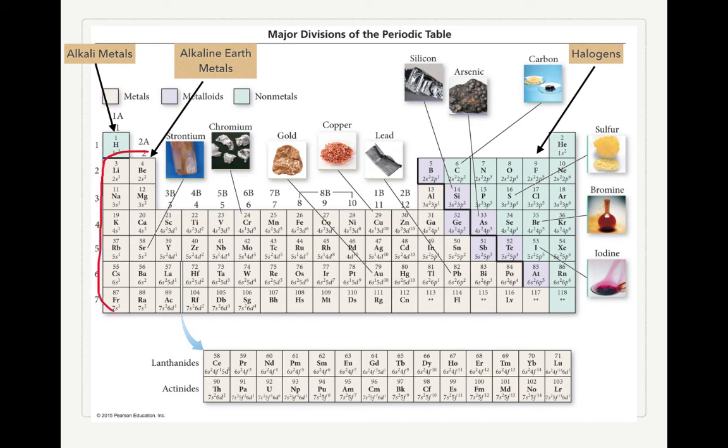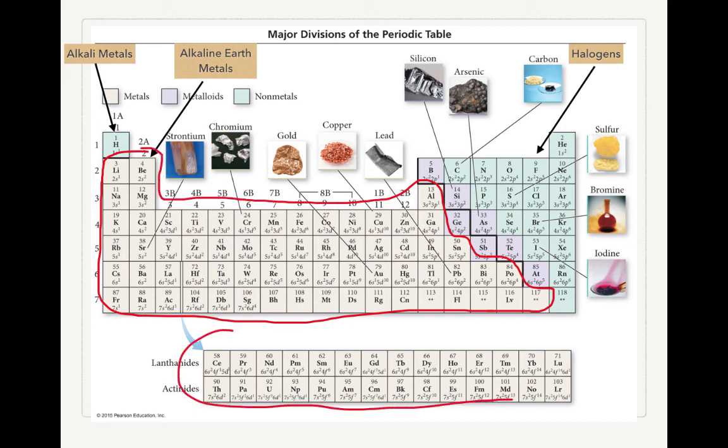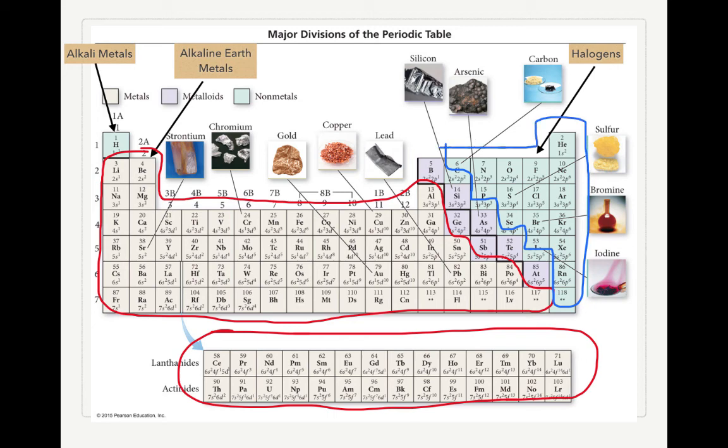Our metals are in this big block here, in this kind of light cream grayish color. And then of course all these guys down here, these are also metals. So you can see the periodic table is really dominated by metals. We've got our nonmetals here in this light blue stair step. So those are our nonmetals.